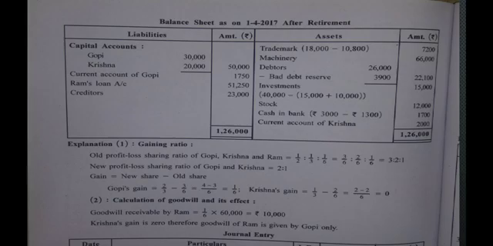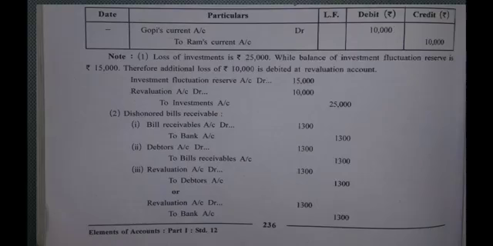So now the journal entry. Journal entry for the payment of goodwill. Gopi's current account debit 10,000 to Ram's current account. See, instead of capital account, it is written current account here. Why? Because we have prepared current accounts. Now let us check the posting for this. Krishna does not appear anywhere in the picture of goodwill. Why? Because Krishna does not gain. She does not even sacrifice.